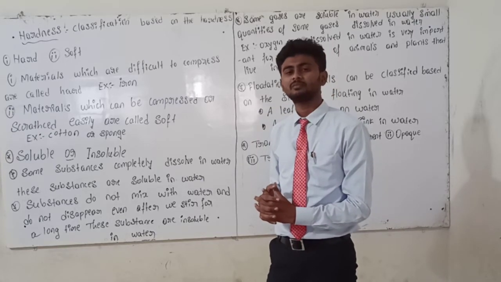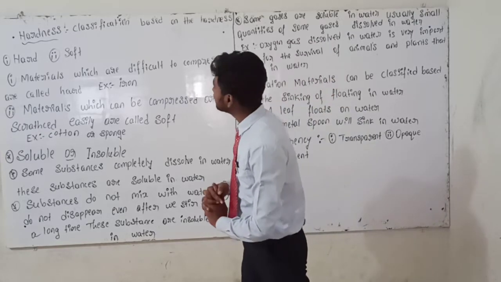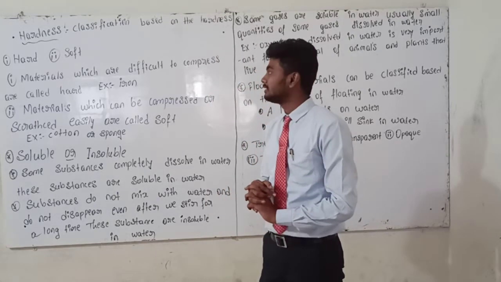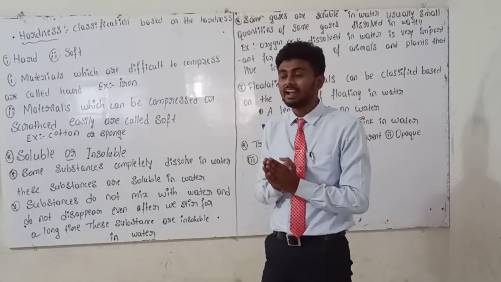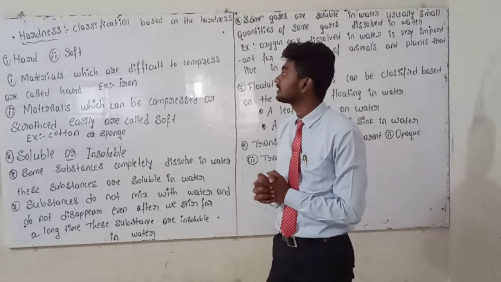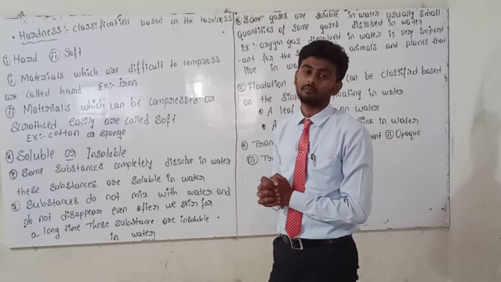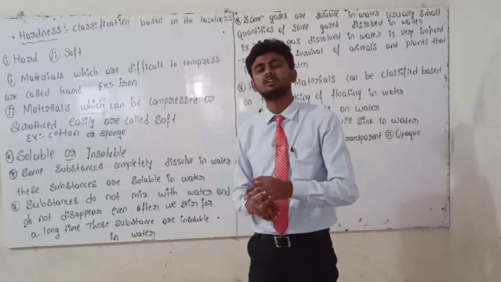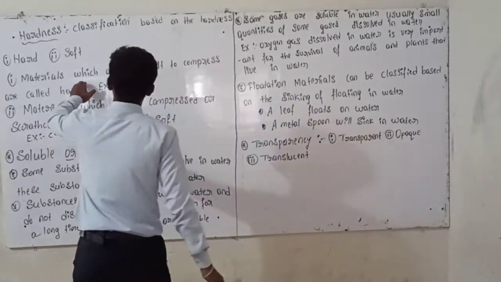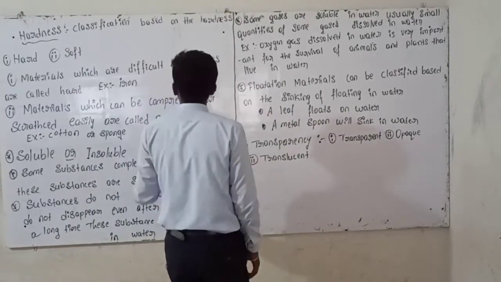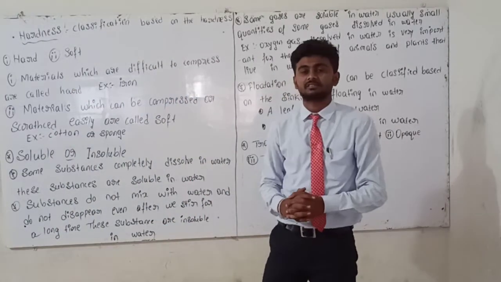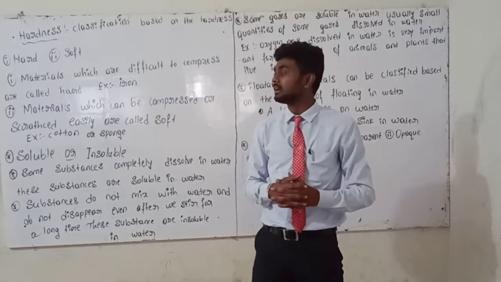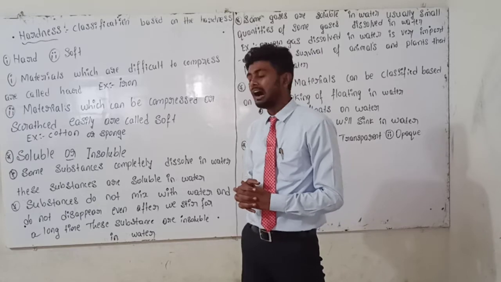See, students, the classification based on hardness has two categories. One is hard and the other is soft. So, what is hard? What is soft? The materials which are difficult to compress are called hard.